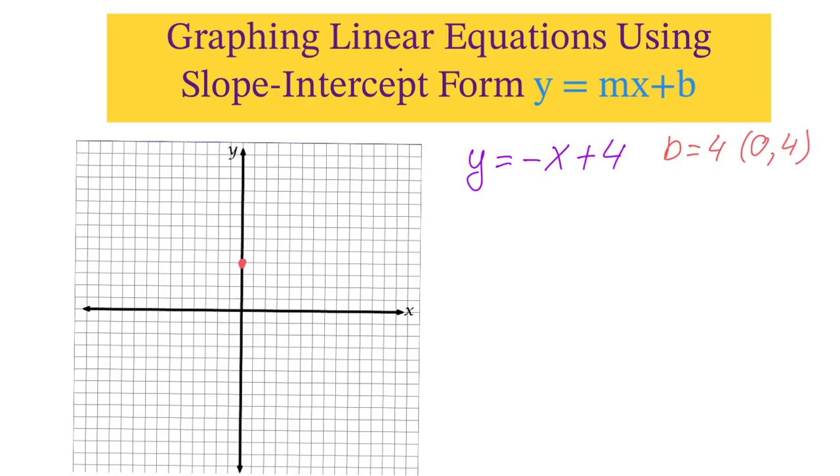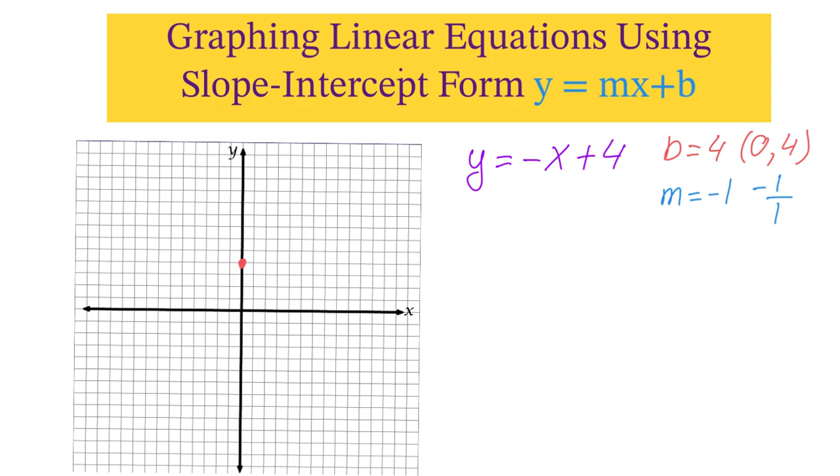Now let's take a look at the slope. Slope is -1. You may ask, there's no 1 in there, but there's 1x. We usually do not write the 1 in front of the x, so it is -1. Let's write it as a fraction. -1 over 1. Which means we're going to go down 1 and right 1.